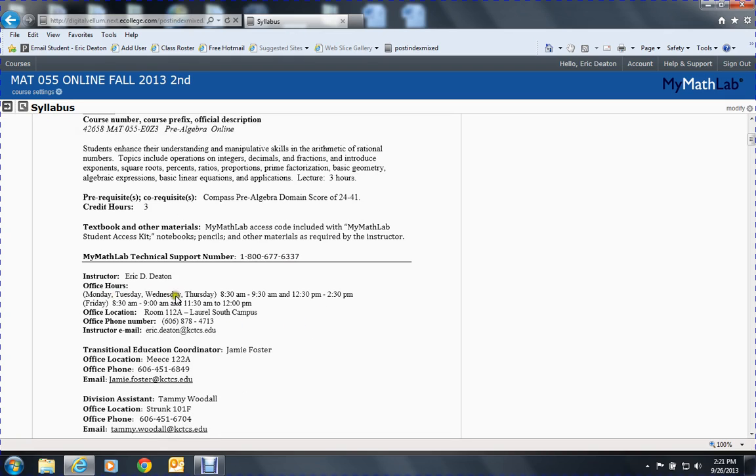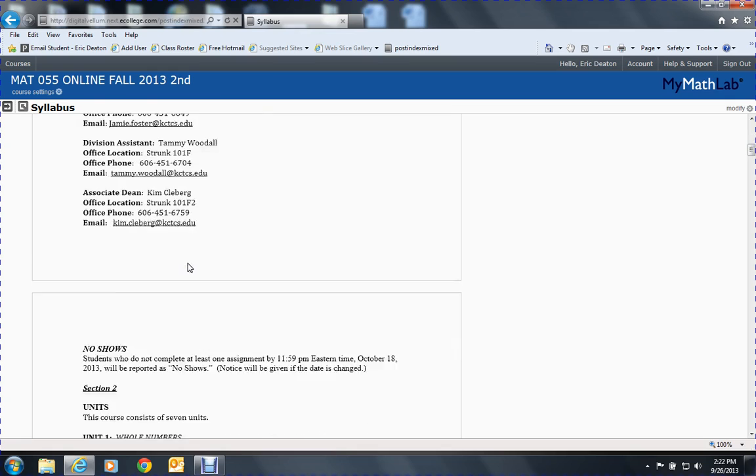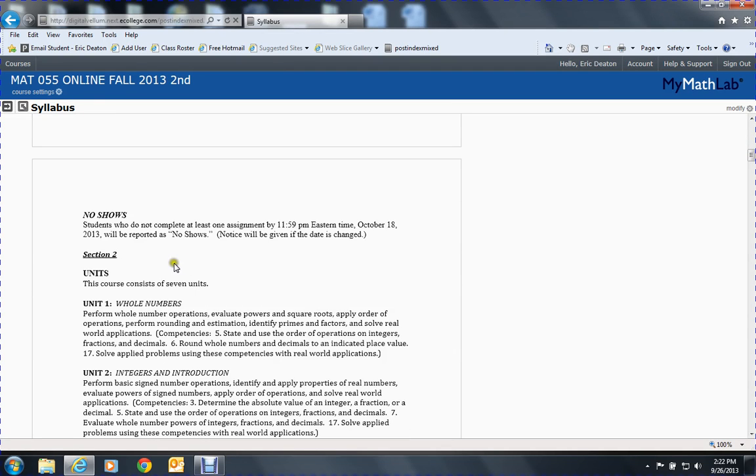And these are my office hours. If you happen to be in London, Kentucky, this is where I'm at. Probably the best way to contact me is by email. If you do call this number, this is to my office. So if you want me to call you back, make sure that you leave a message. A lot of this information you can read for yourself.